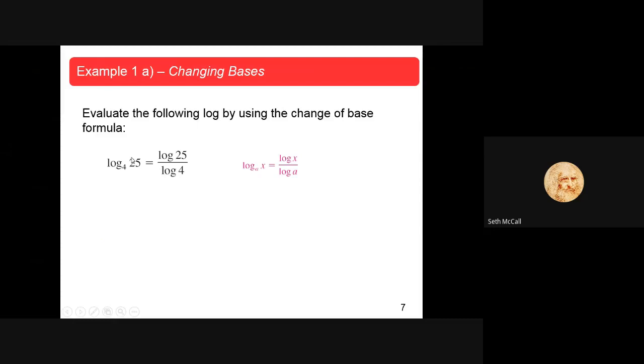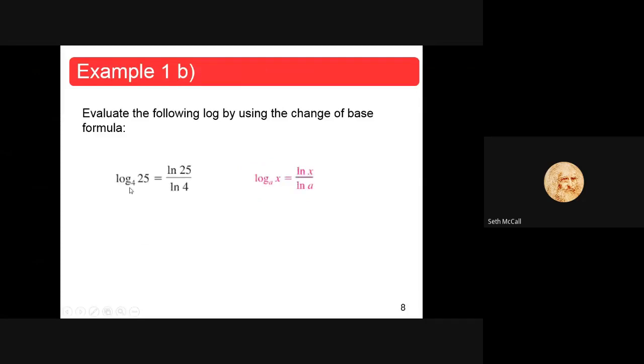So here's example one. We have log base 4 of 25. And to evaluate that on a calculator, you'd simply take log of 25 and you would divide it by log of 4. And when you do that, log of 25 is 1.39794 rounded to the fifth decimal place, and log of 4 is 0.60206. And so those two divided together will give you 2.3219. Again, that's using the change of base to move it from base 4 to base 10 so we can evaluate it on our calculator.